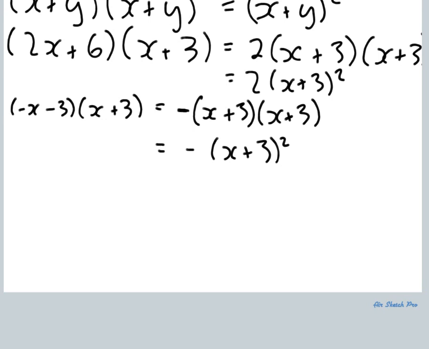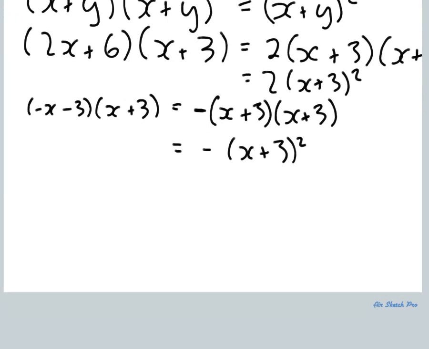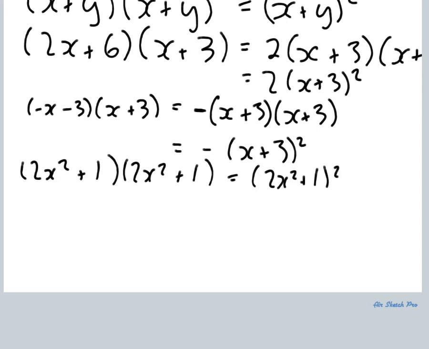is something, this isn't too bad, but something like this. 2x squared plus 1 times 2x squared plus 1. That is definitely in the perfect square format. It's just that the terms are quite, well, the first one at least is a little bit more complicated. Okay, so first of all, it's 2x squared plus 1 all squared.